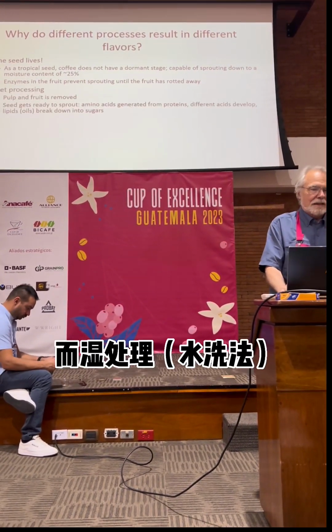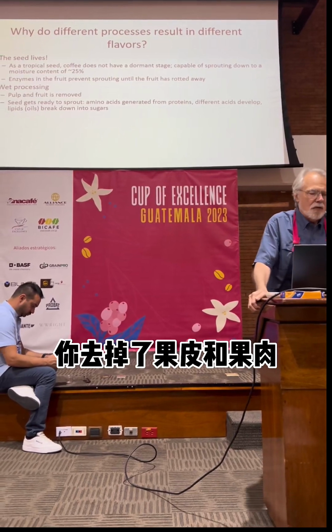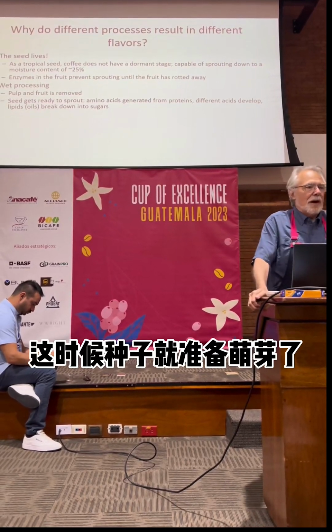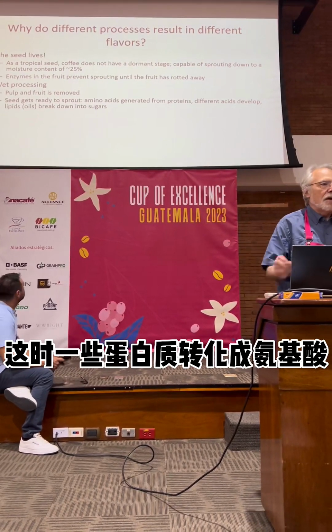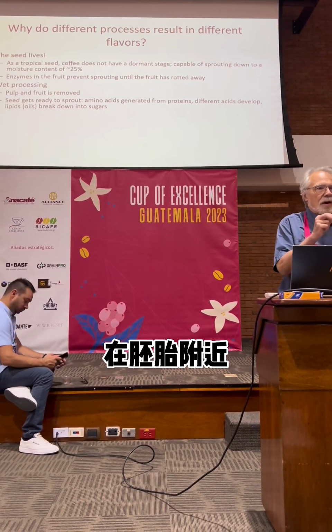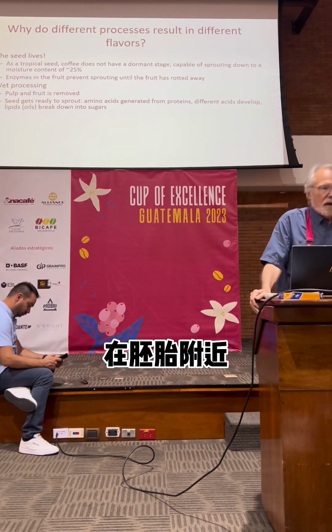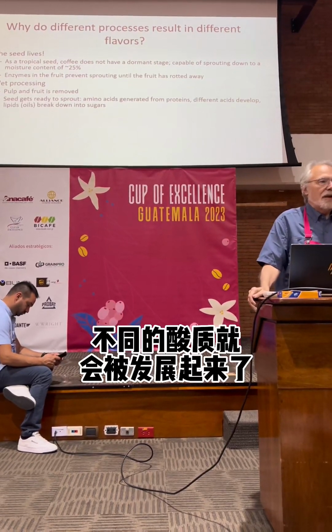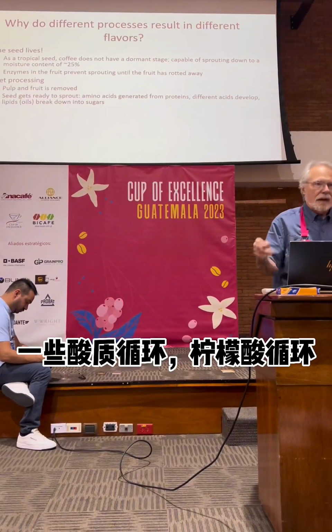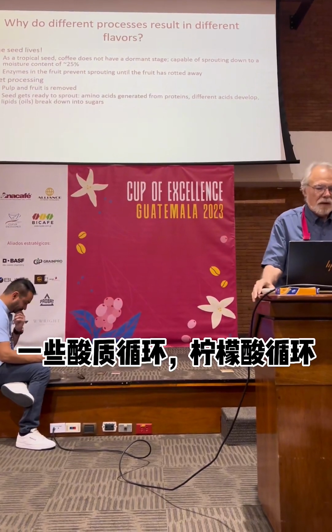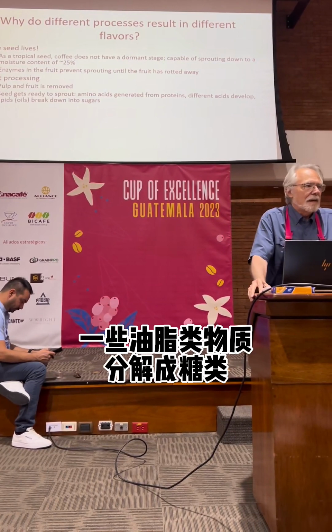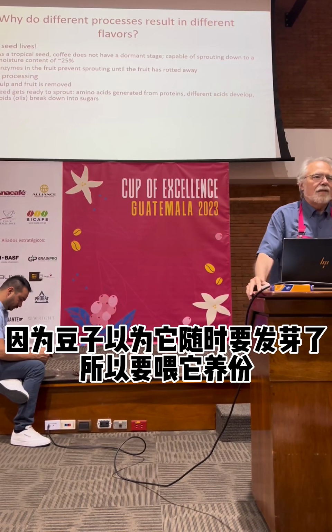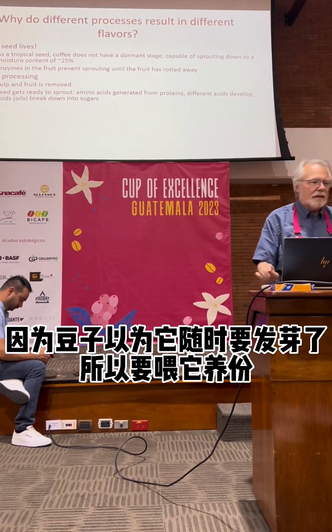With wet processing, with the pulp and fruit removed, the seed gets ready to sprout, which includes amino acids generated from some of the protein in the embryo area of the fruit. You have different acids developing because of a certain cycle known as the citric acid cycle. Some of the lipids or oils break down into sugars because it thinks it's going to need to feed that plant that they think is coming.